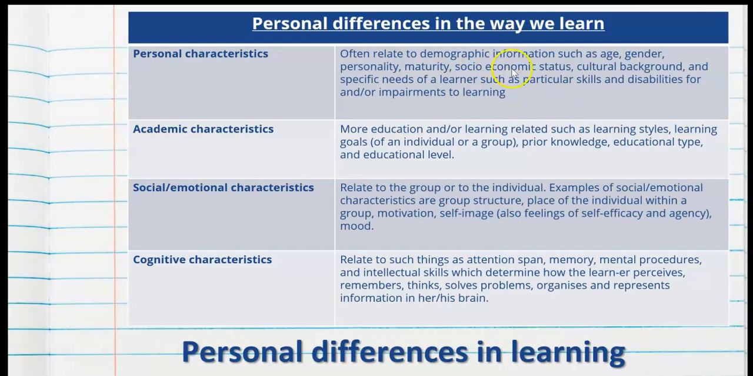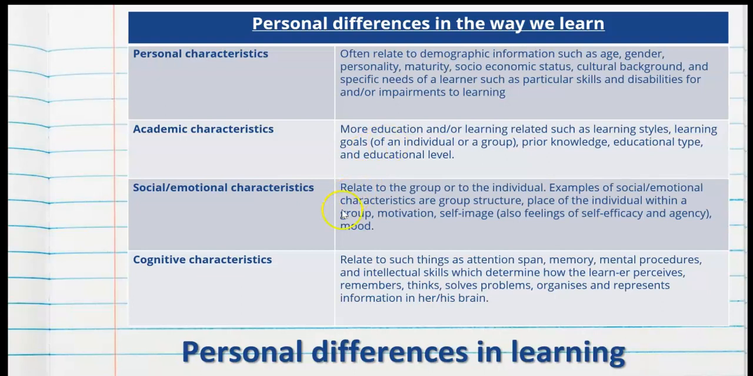Academic characteristics focus more on education and are learning related, such as learning styles, learning goals of an individual or a group, prior knowledge, education type, and educational level. Social or emotional characteristics relate to the group or to the individual. Examples are group structure, place of the individual within a group, motivation, and self-image. Also feelings of self-efficacy and agency. Also included is general mood.